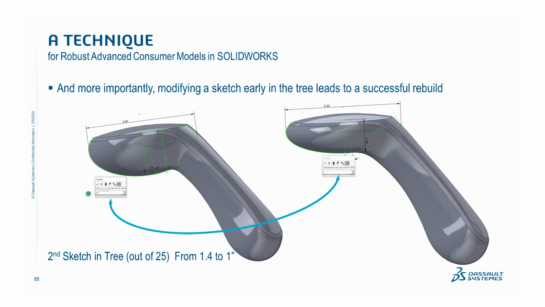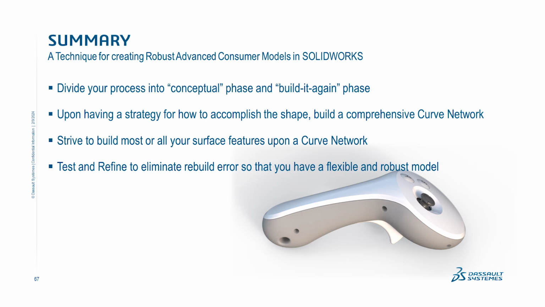So, we're running out of time, and I want to give you your takeaways. The takeaway is that if you divide your process up into a conceptual process versus a build-it-again phase, you're going to find that you can do all your experimentation up front, get that out of the way, not spend a lot of time noodling on things or making things perfect, but getting a strategy, getting something that you know works. And then once you have that, build a curve network that defines your shape, and make it as complete as possible of curves that define your design intent.